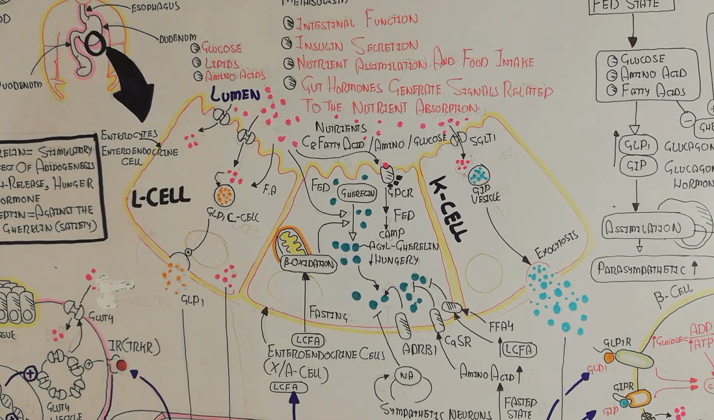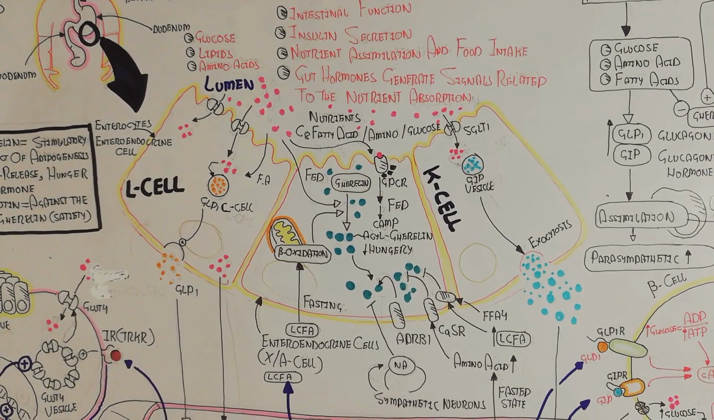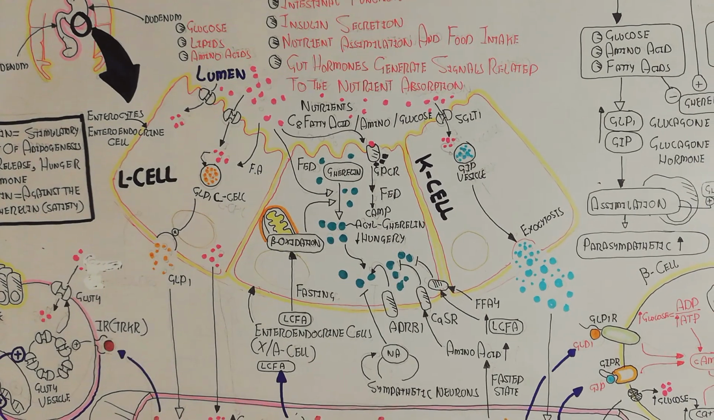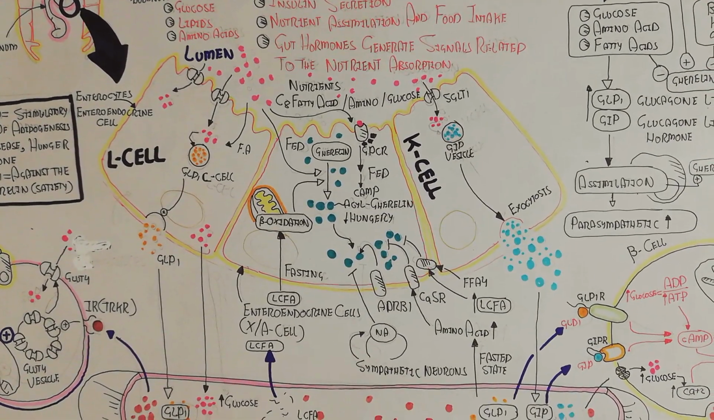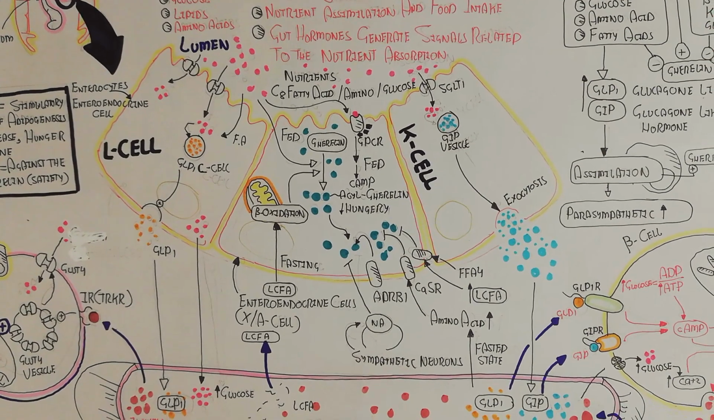This video was about the enteroendocrine cells and gut hormones in metabolism during the fed state and fasted state for the regulation of the digestive system, regulation of digestion.